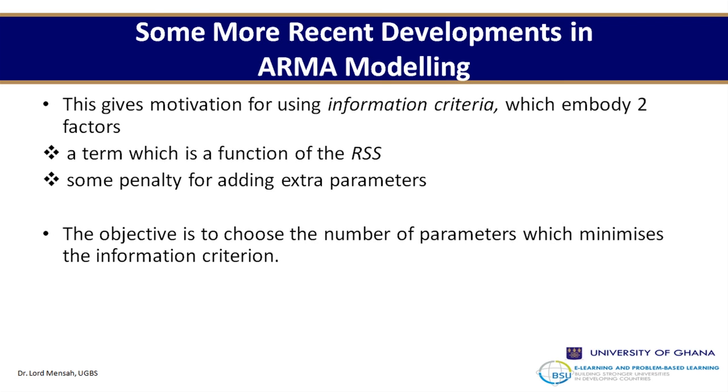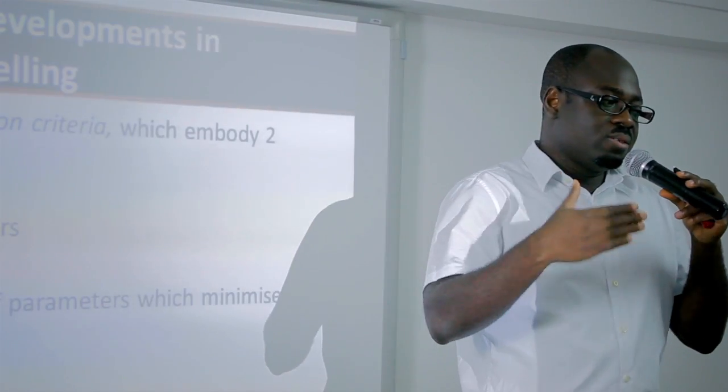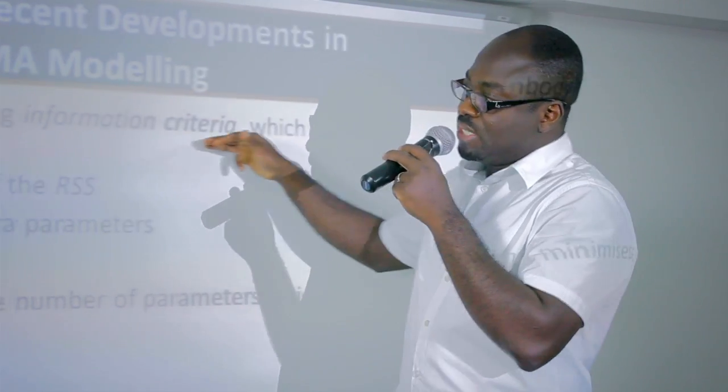So this gives motivation for using information criteria. If you are selecting the model, how do you go about it? You're going to have several of them. You're going to have a series that will relate to its lag up to maybe the fifth order, and another that will relate to its lag up to the third. Which of them do you pick as your model, and what criteria do you use? We need an information criteria.